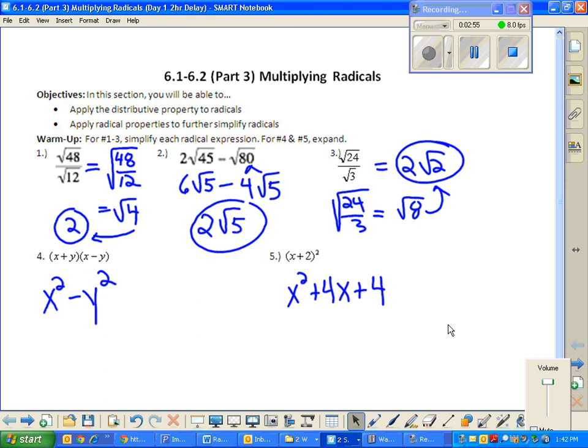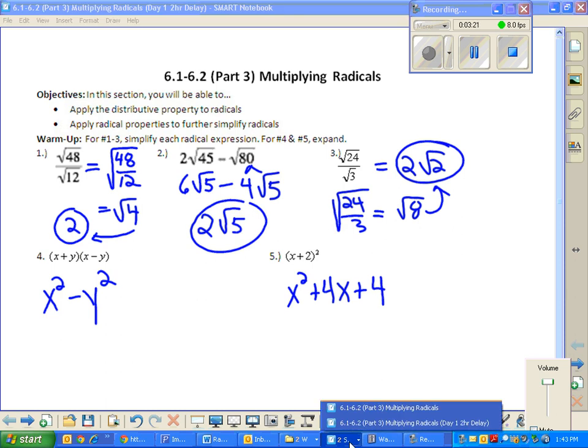Cool with that? Same thing with number 3. I saw that problem done in several different ways today, but by far the fastest is just to use that quotient property: divide out your 24 by 3, that gives you 8. Square root of 8 is 2 root 2. Questions about that? We're good? Okay, awesome. So let's proceed with multiplying radical expressions.